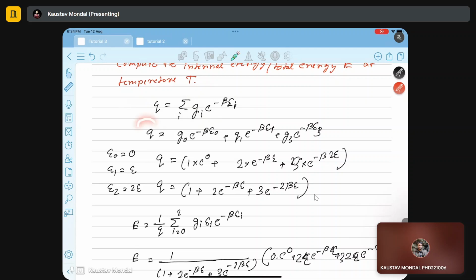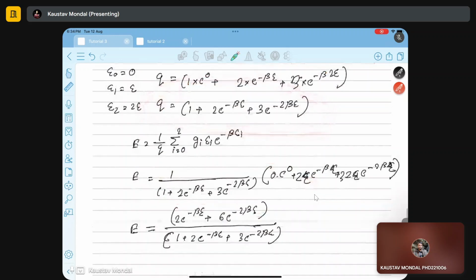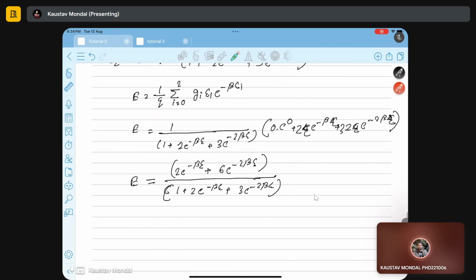Now from there we did the summation first. So this is the expression of the partition function after doing the summation for the three energy states, and then from there we calculated the total energy E. In the total energy expression also the factor gi should be there as a factor of degeneracy, and from there we calculated the total energy of the system. This is the expression of total energy. So this is the way.